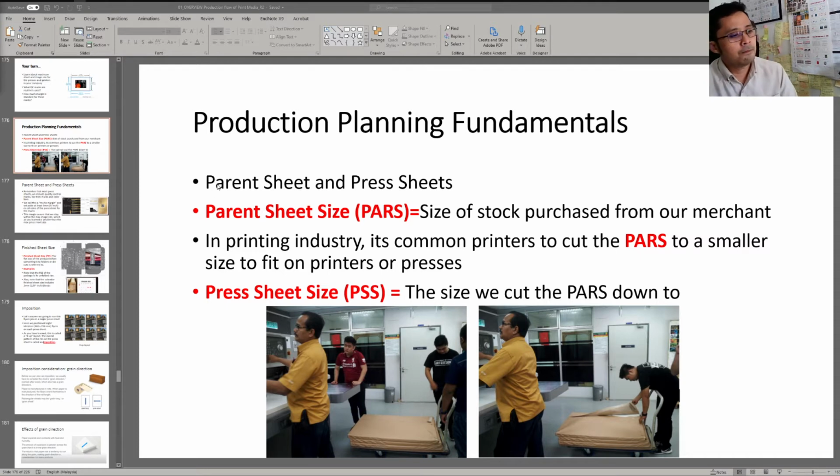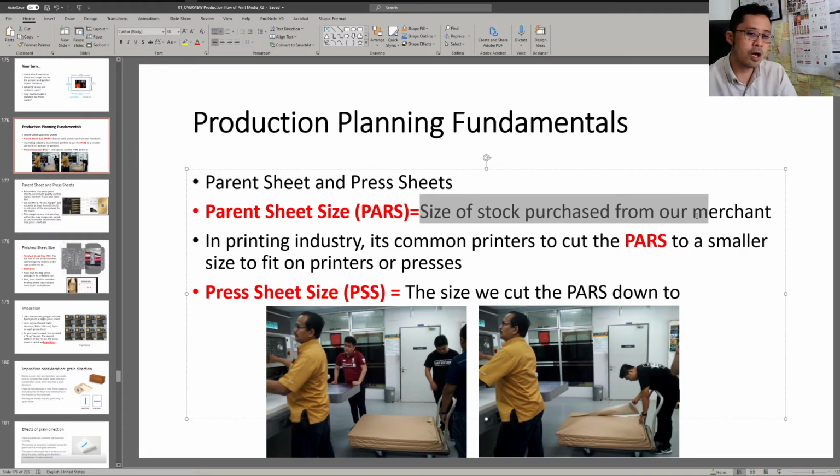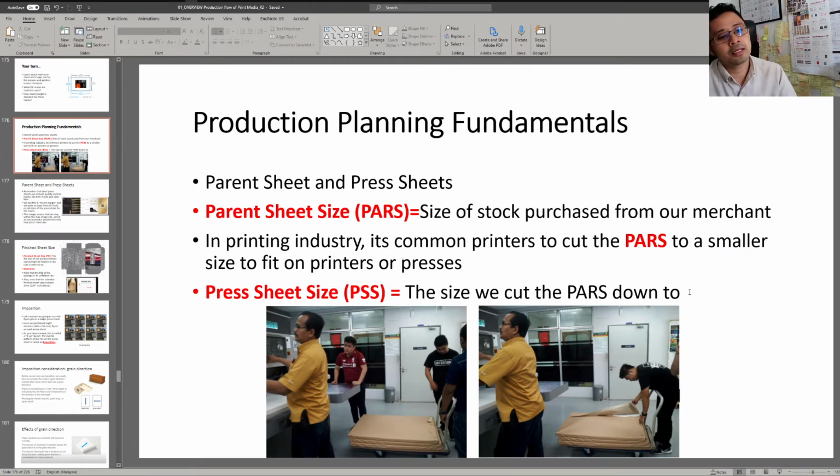Now, production planning fundamentals. Now, these are two terms, istilah yang kebiasaannya dipakai di dalam industri percetakan. Parent sheet size, okay? Parent sheet size ataupun PARS, parent sheet, okay? Size of stock purchased from our merchant. Ni size yang dibeli.